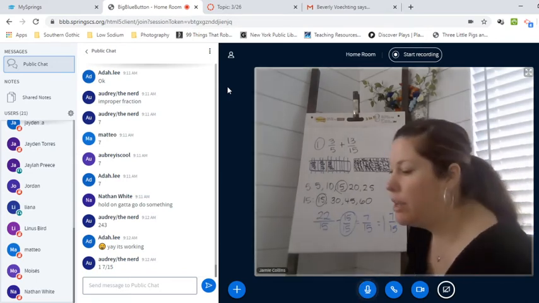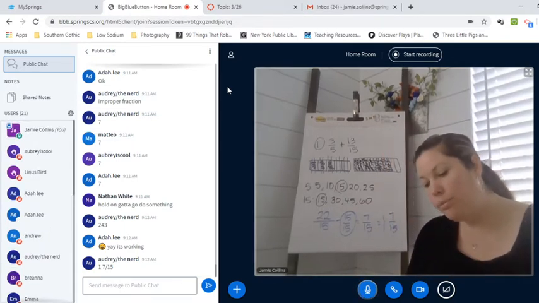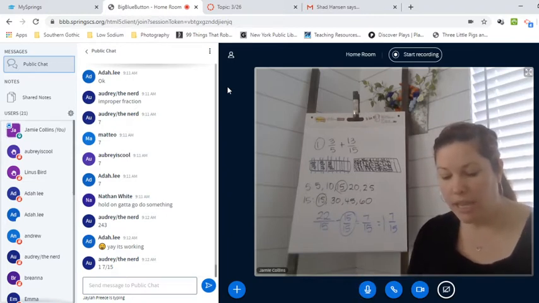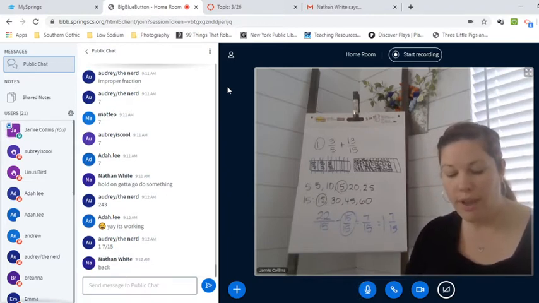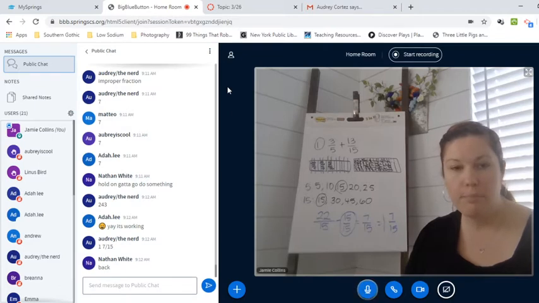Okay, now we're going to do number 2. Number 2 says, Michael rides his bike 2 2/3 miles on Saturday. He rides another 1 5/6 miles on Sunday. How many miles did Michael ride his bike on both days combined?